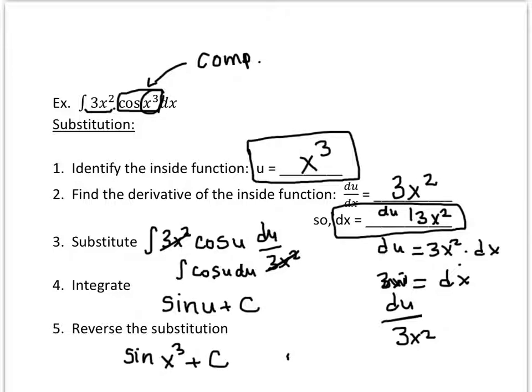Now, students often ask me, what happened to du? Where did du go? Du didn't go anywhere. Du is the derivative of the inside piece. And remember, when we find the chain rule, we start with a composed function. Its derivative has two pieces, one of which is the derivative of the inside.